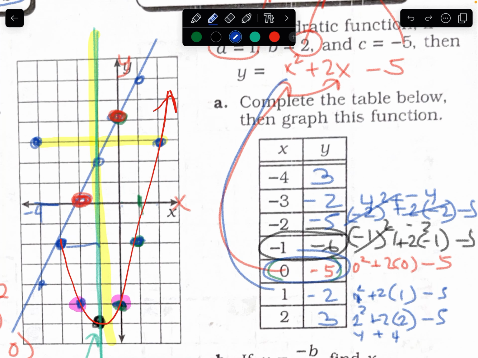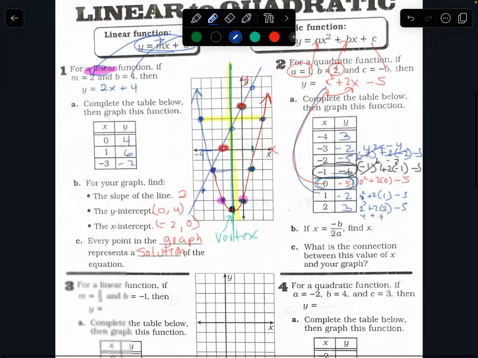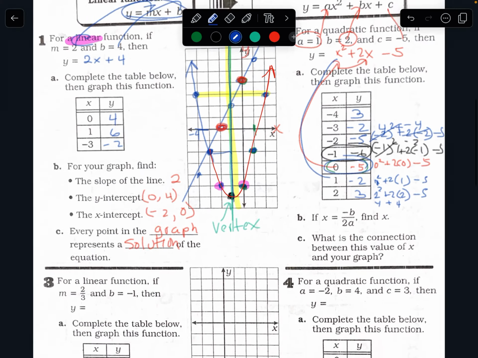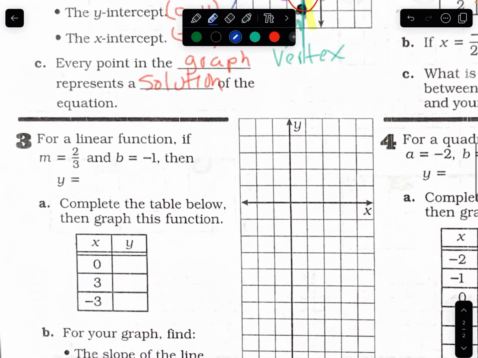Okay, so you don't have to do the math. Once you get one side of the parabola, this line of symmetry will help you find the other side. Okay, that's the purpose of the axis of symmetry, and it's really important.